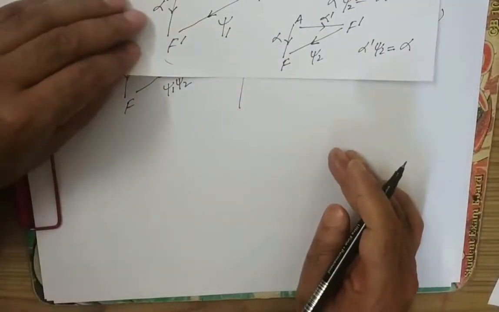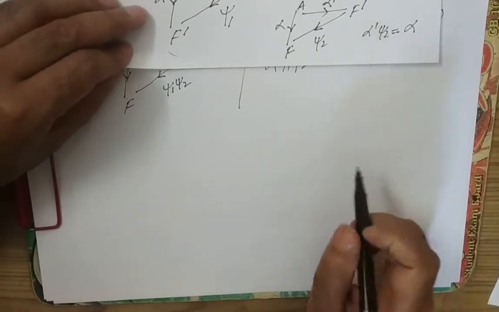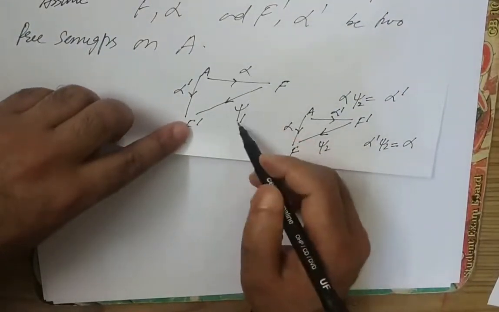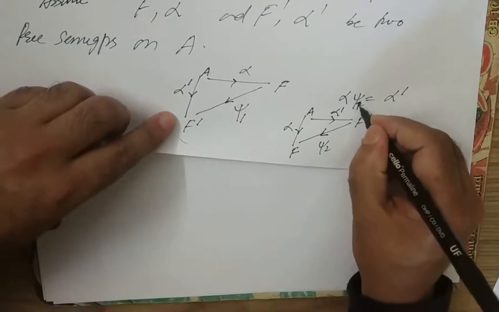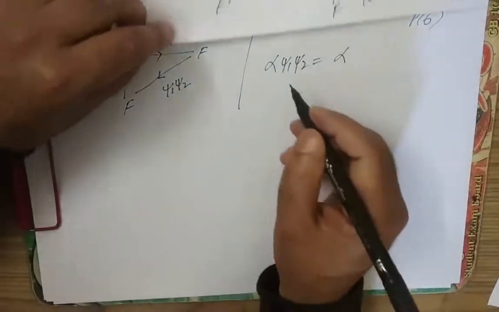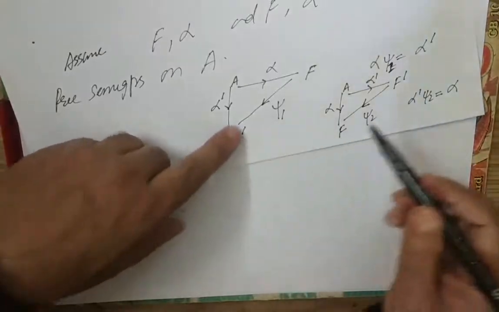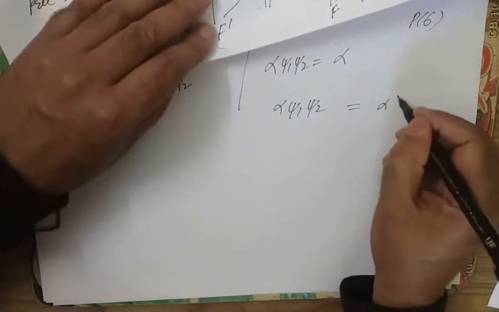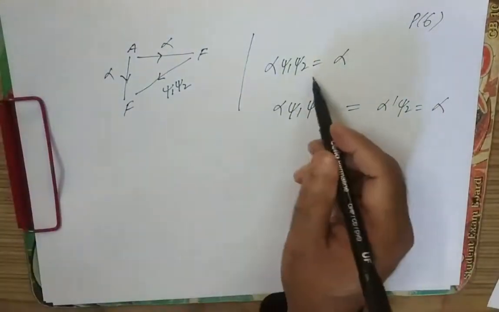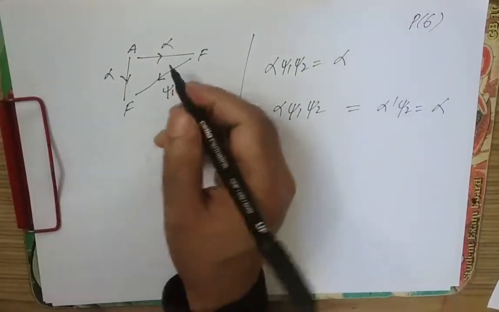If you want to calculate alpha psi 1 psi 2: alpha psi 1 is equal to alpha dash, and alpha dash psi 2 is equal to alpha. Now look at this. Alpha psi 1 psi 2, I want to calculate this. What's alpha psi 1? Alpha psi 1 is alpha dash, so it's alpha dash psi 2. And alpha dash psi 2 is alpha. So that means alpha psi 1 psi 2 is equal to alpha. So this diagram commutes.